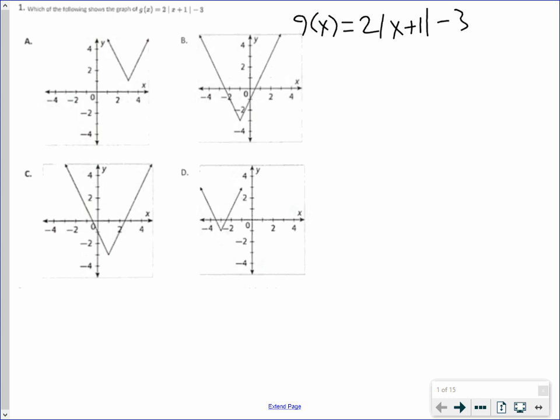So I'm going to go ahead and figure out what my vertex is. We know that from our h and our k. So our vertex is -1, -3. So I'm going to go to these answer choices and mark off what doesn't have the vertex -1, -3. A doesn't have a vertex of -1, -3. Neither does C, and neither does D. So that really just leaves answer choice B, and that's what our answer is.